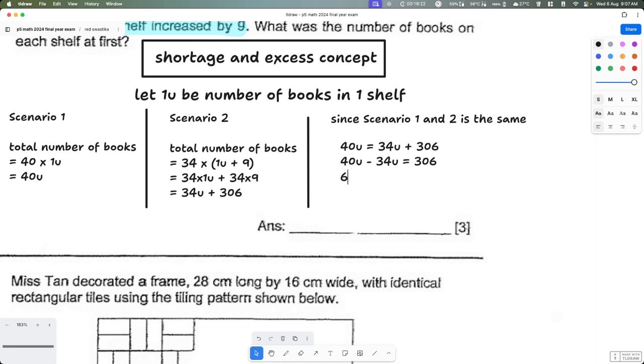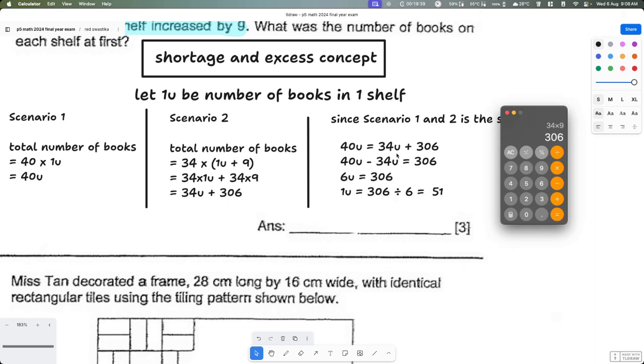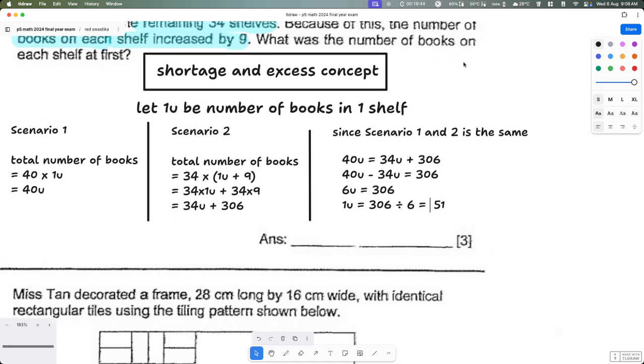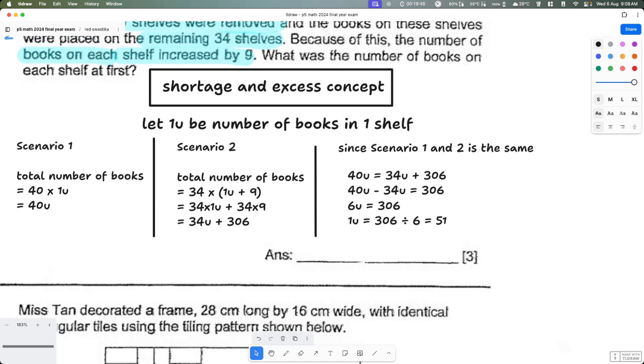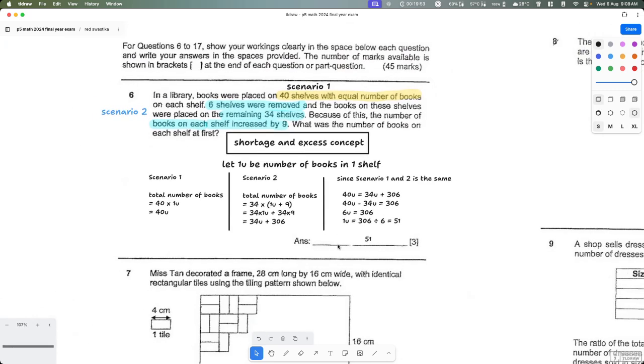So this is 6u is equal to 306. 1u is equal to 51. I'm gonna write 306 divided by 6, 51. What was the number of books on each shelf at first? 51. That's it. So the answer is 51. All right, let's move on to the next question.